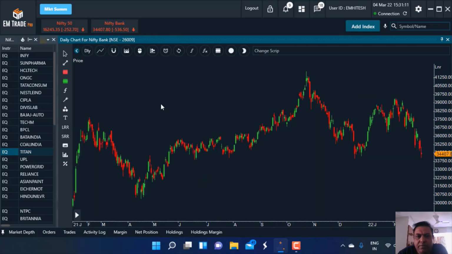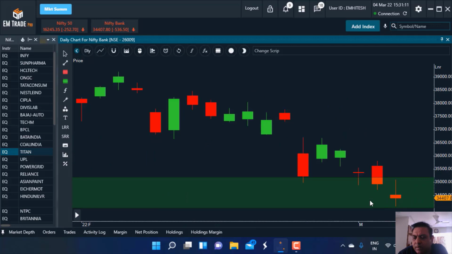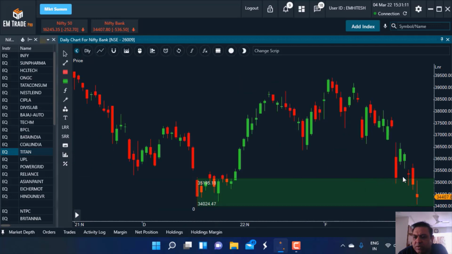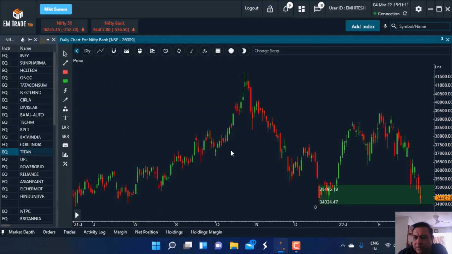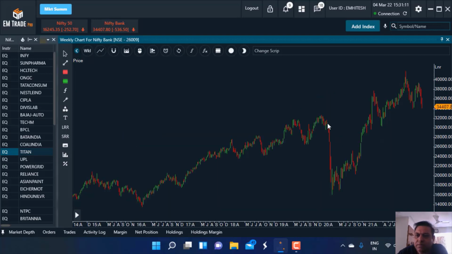On the Bank Nifty, we have now come to this support level from where you had this rise. It has tested, traded there, and the market has closed there on a weak note. If 34,000 is gone, possibly we should see deeper cuts in Bank Nifty.